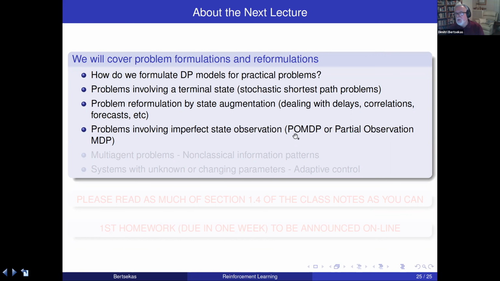So there's a dynamic programming algorithm that operates on belief states, and everything that we have talked about so far, including dynamic programming, value iteration, policy iteration, approximations, rollout, and so on, all of this applies to the belief state formulation of the POMDP.